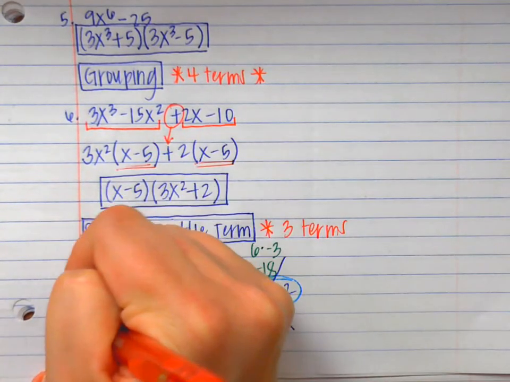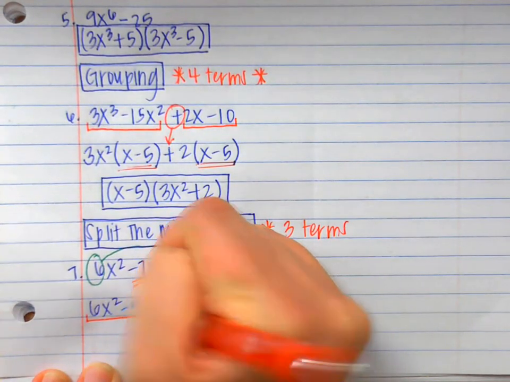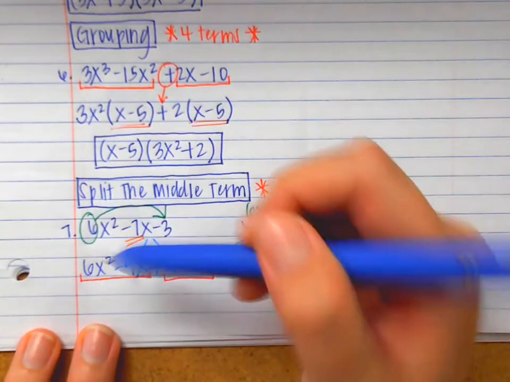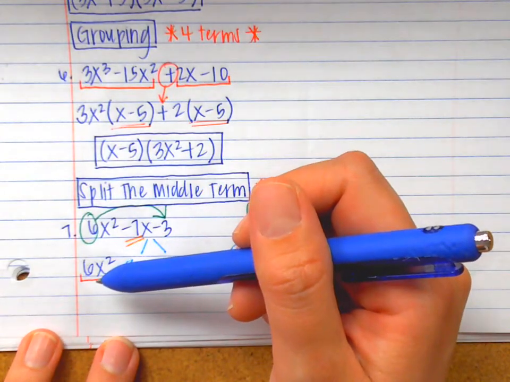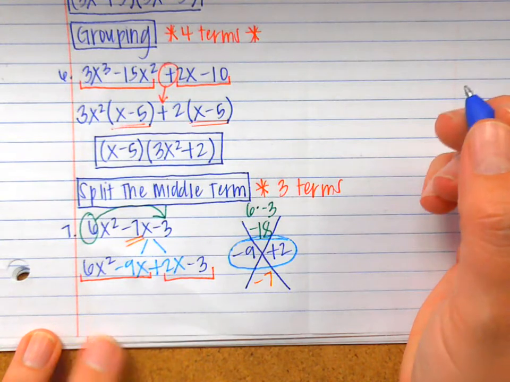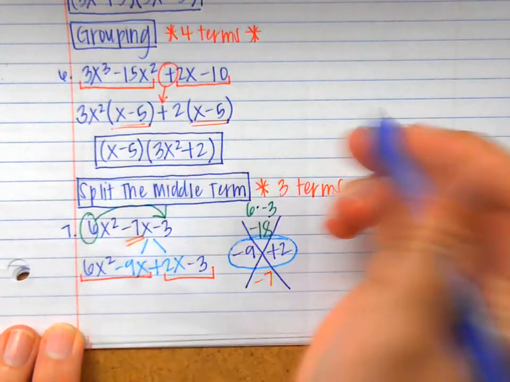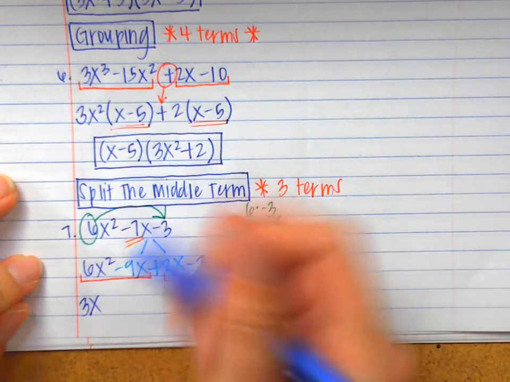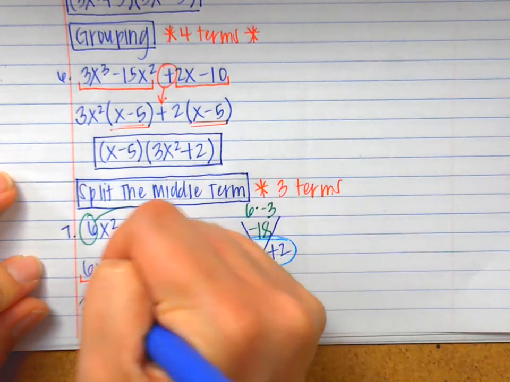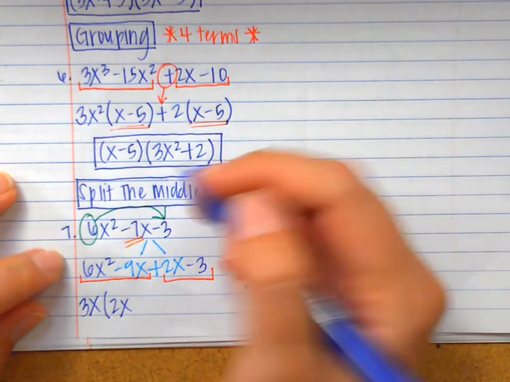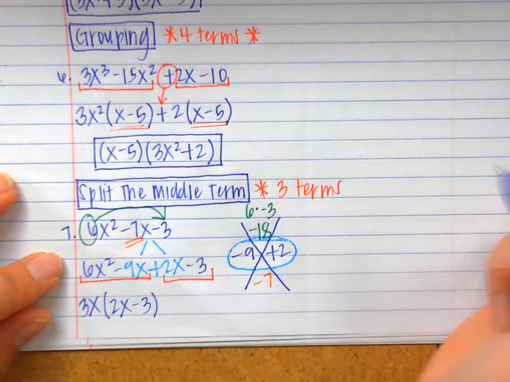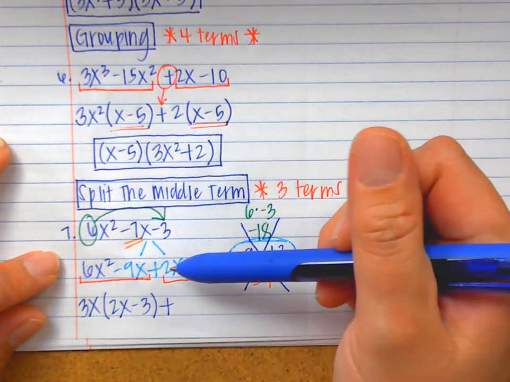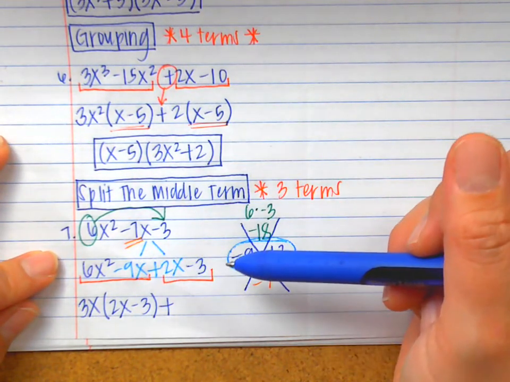So I split it into 2 groups, 6x squared minus 9x, and then 2x minus 3. And I look to see what's my GCF between 6x squared and negative 9x, and that is 3x. Oh, I'm going to run out of room. 6x squared divided by 3x is 2x, and negative 9x divided by 3x is negative 3. Bring down that middle sign, so that plus comes down, and I think, what's my GCF between 2x and minus 3?